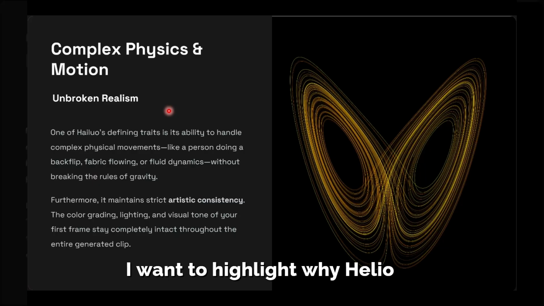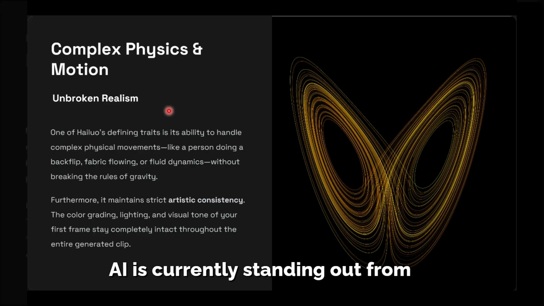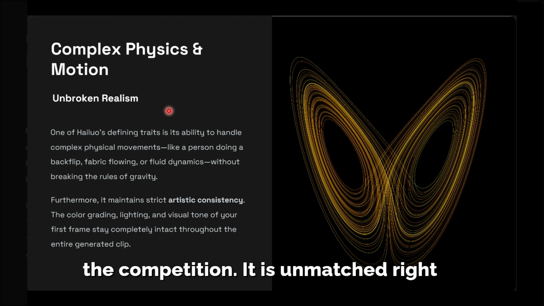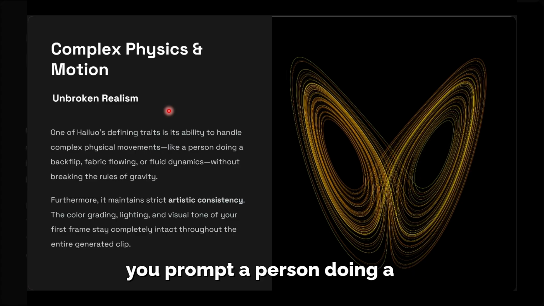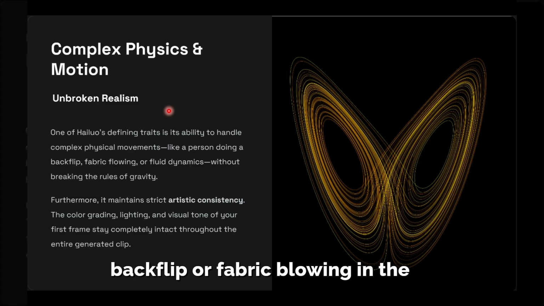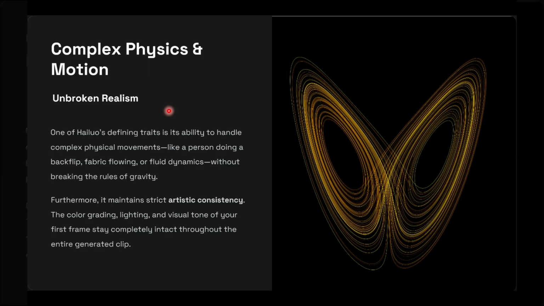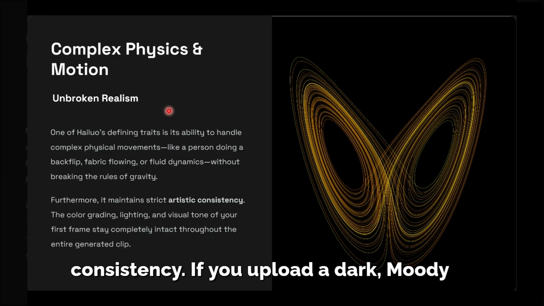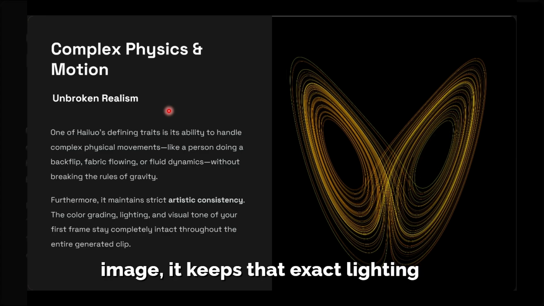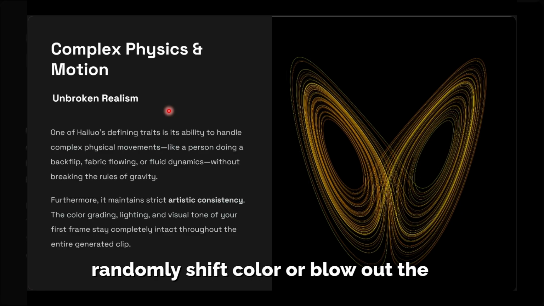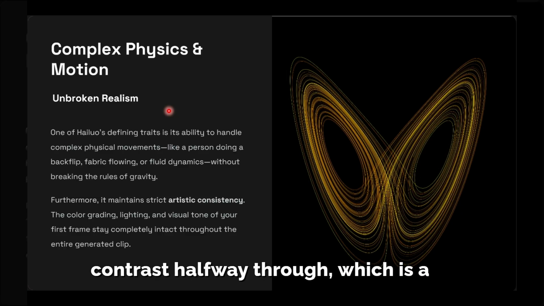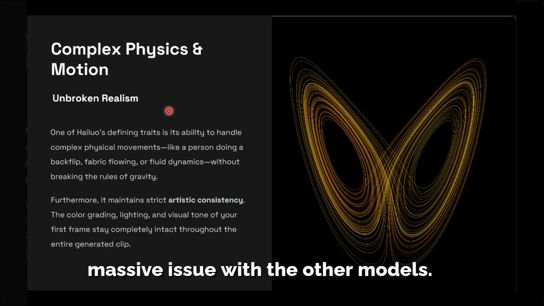I want to highlight why Helio AI is currently standing out from the competition. It is unmatched right now in handling complex physics. If you prompt a person doing a backflip or fabric blowing in the wind, it understands momentum, gravity, and friction. Furthermore, it maintains strict artistic consistency. If you upload a dark, moody image, it keeps that exact lighting throughout the entire video. It won't randomly shift color or blow out the contrast halfway through, which is a massive issue with the other models.